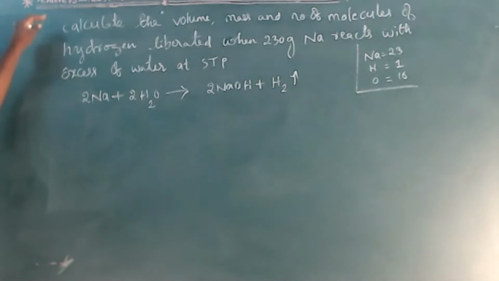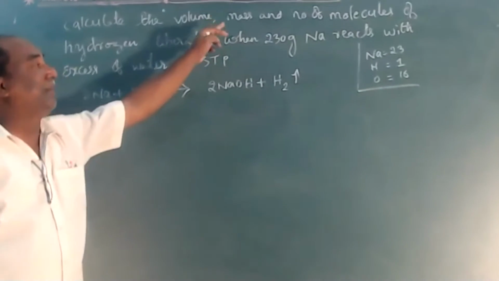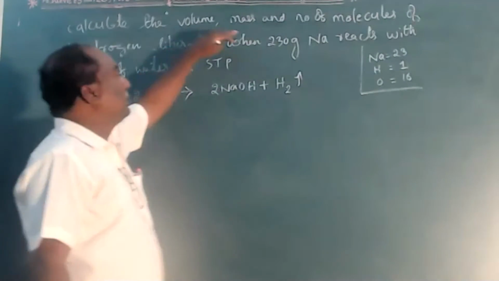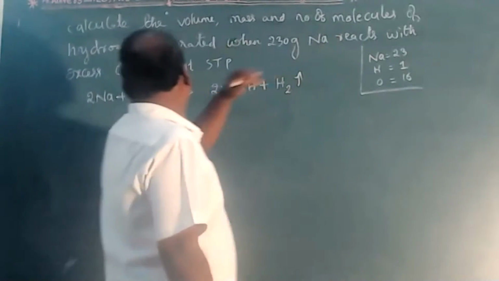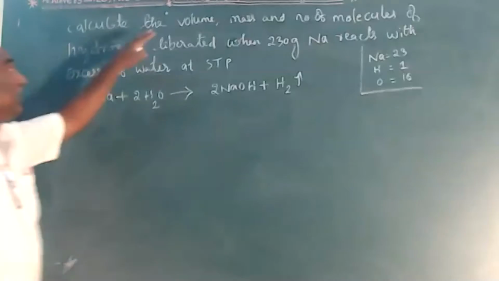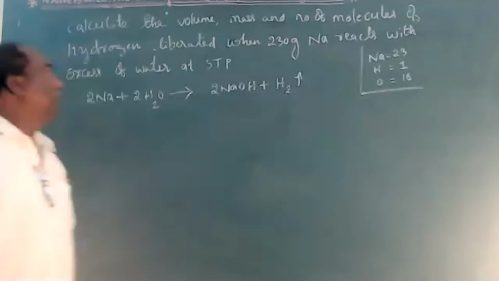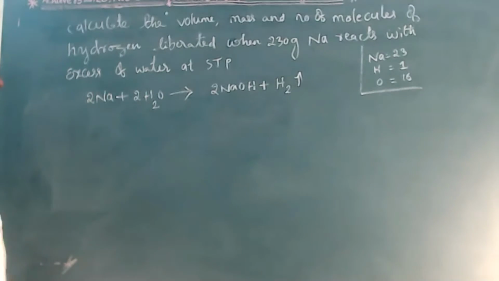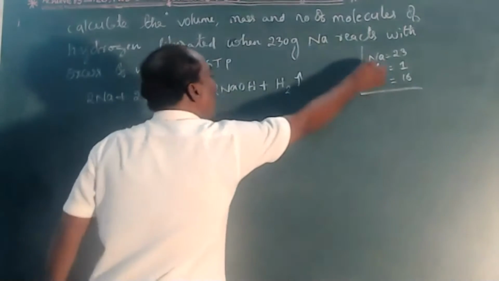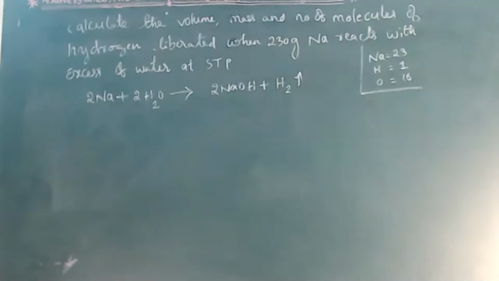The problem is: calculate the volume, mass, and the number of molecules of hydrogen liberated when 230 grams of sodium reacts with the excess of water at STP. In this problem, we have to calculate three values: volume, mass, and number of molecules. Before that, first we should balance this equation and see what the atomic weights are, then these atomic weights are introduced in the equation.